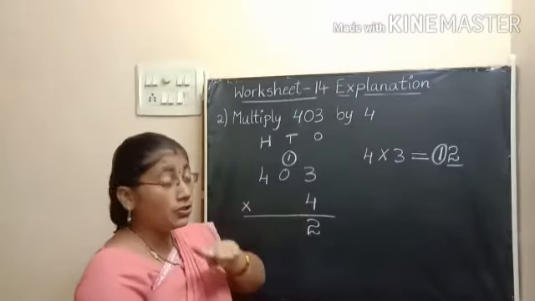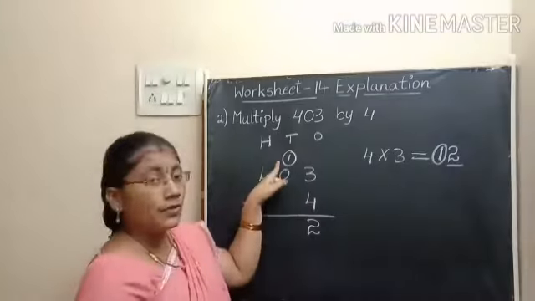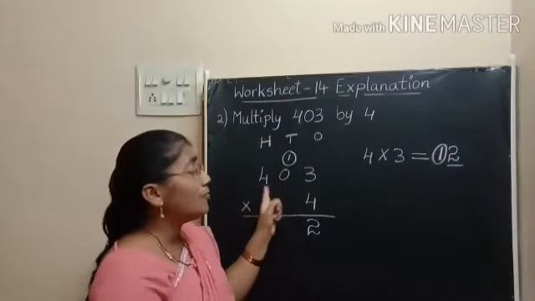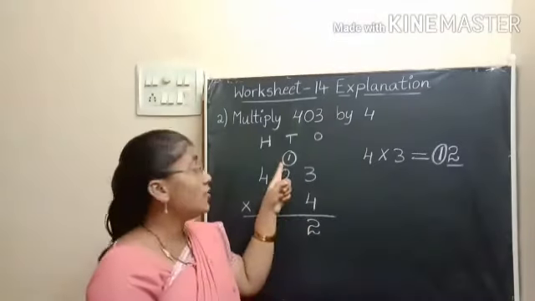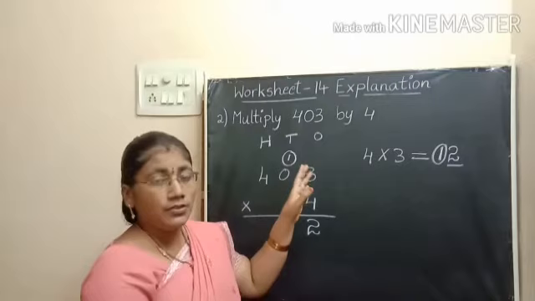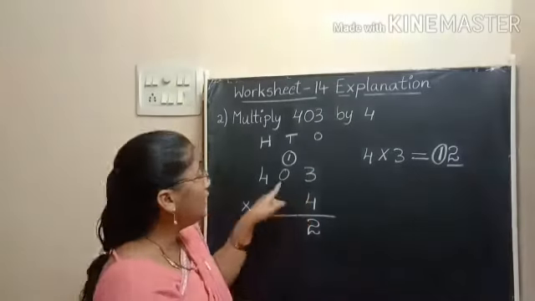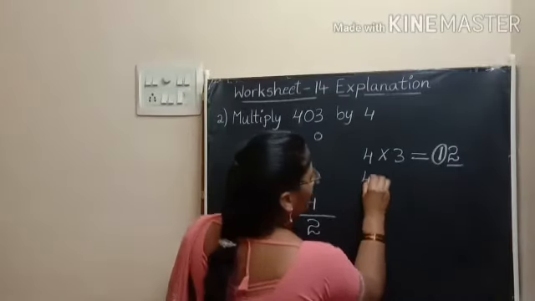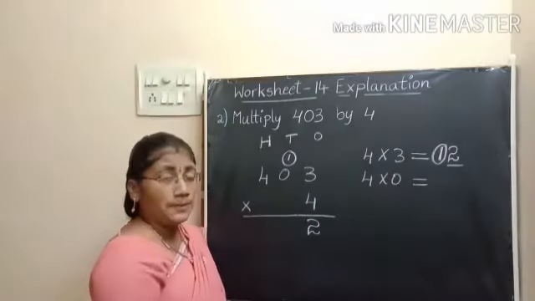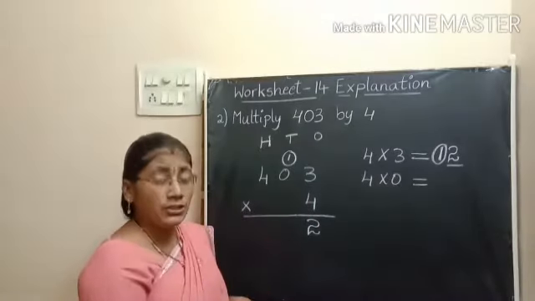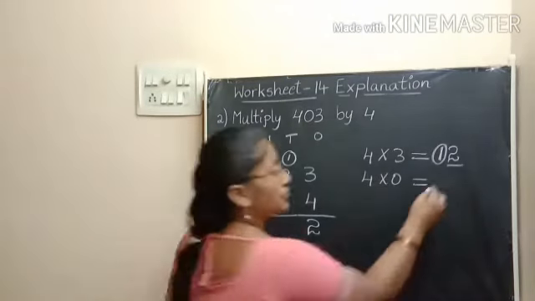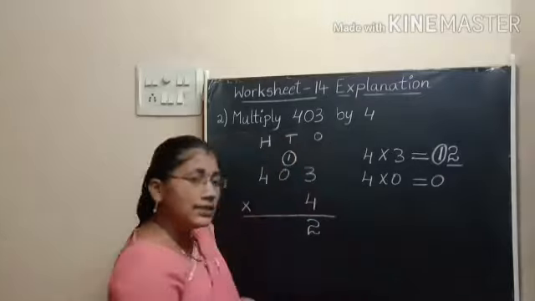Understood? We should not multiply the carry. We should multiply the digit in tens place. This is the digit of the multiplicand. This is only a carry. So we should not multiply the carry. Okay? Then 4 into 0. Already we know the property: by multiplying any number with 0, we get only 0. So the result is 0.